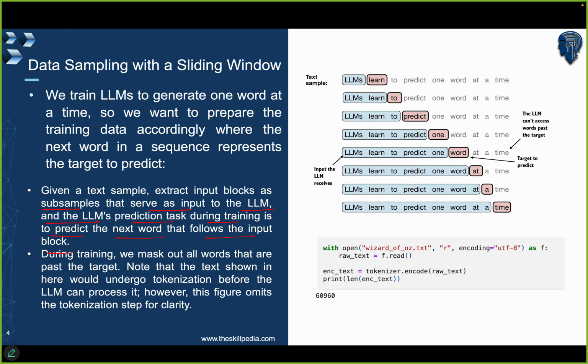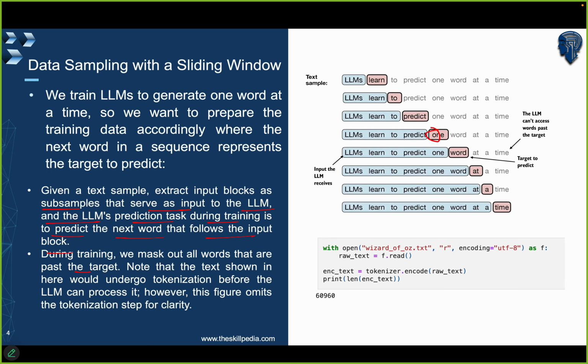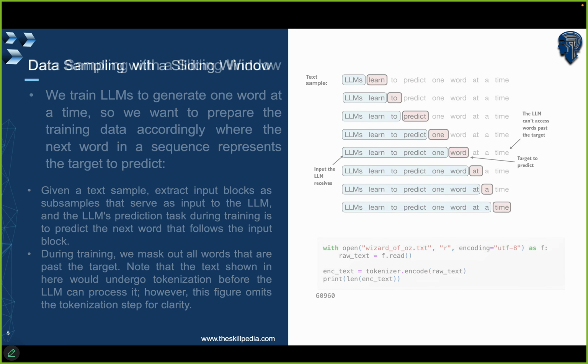During training, we mask out all words that are past the target, meaning when we are talking about word 1, we mask the other words. That is called masking. We can't see the third word from now because we are at this token right now. This is masking. Note that the text shown here would undergo tokenization before the LLM can process it. However, this figure omits the tokenization step for clarity, because we are not using word by word. The actual thing is happening in the form of tokens only, or token IDs to be precise.